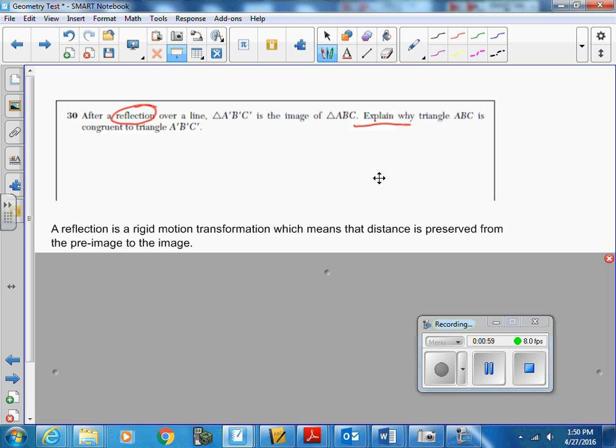If you remember in our proving triangles congruent, one of the ways we could was by side, side, side, or SSS we called it. If you could prove the two triangles had the same side lengths, then they have to be congruent. Well, if distance is preserved, that means the side lengths remain the same and you have congruent triangles. So that would be enough right there.